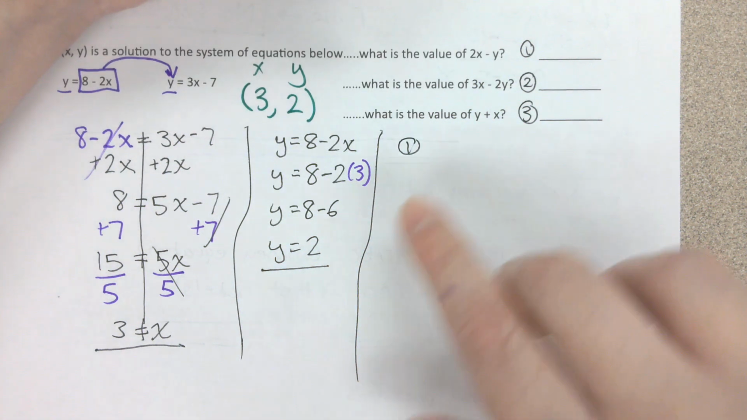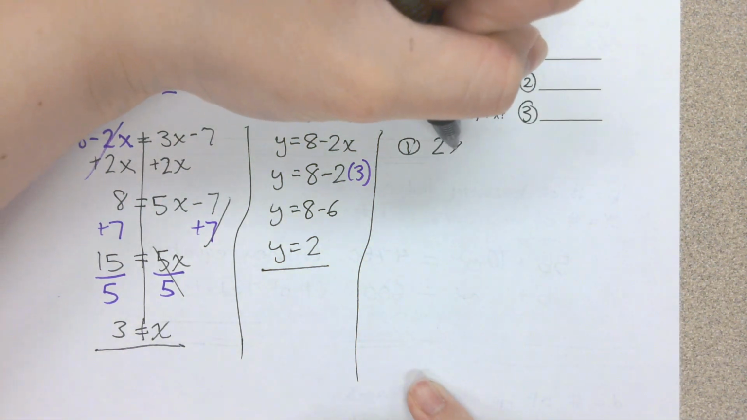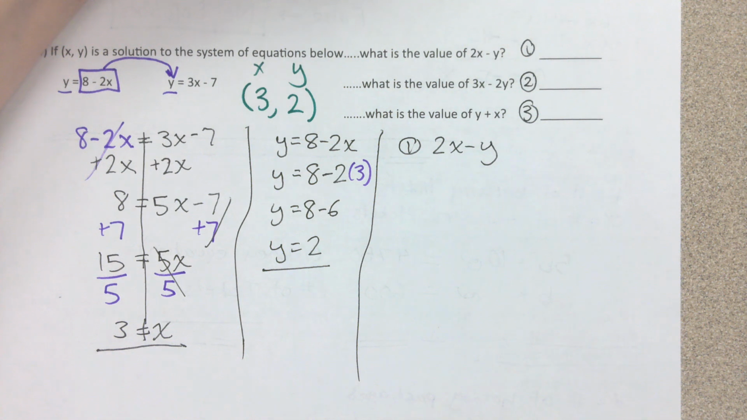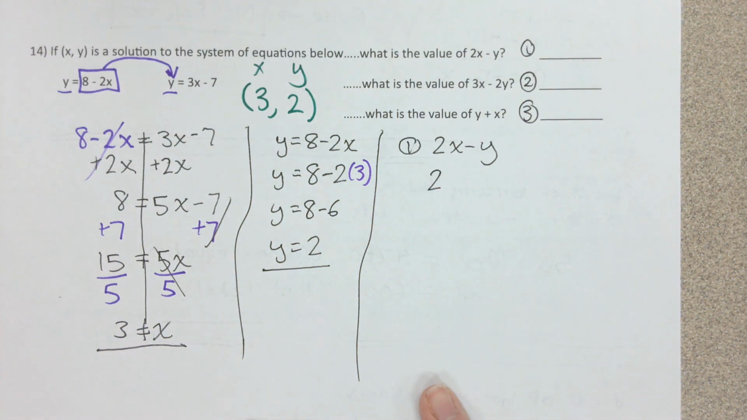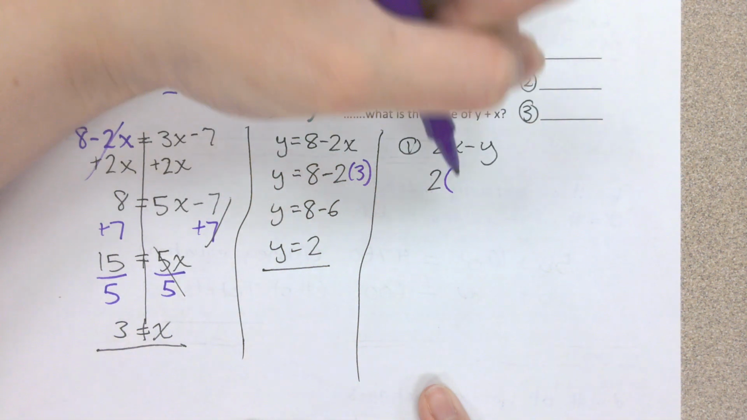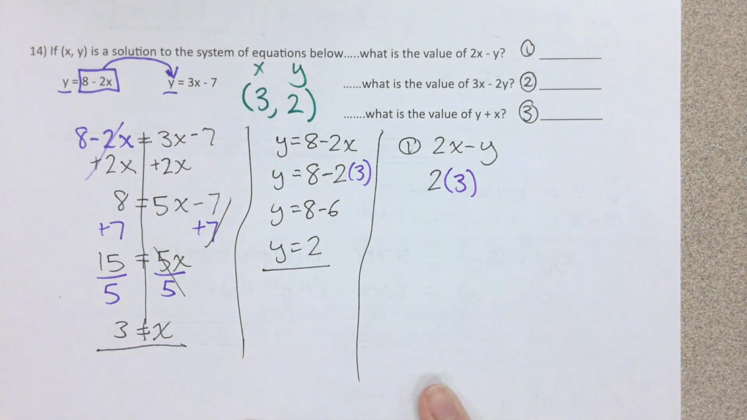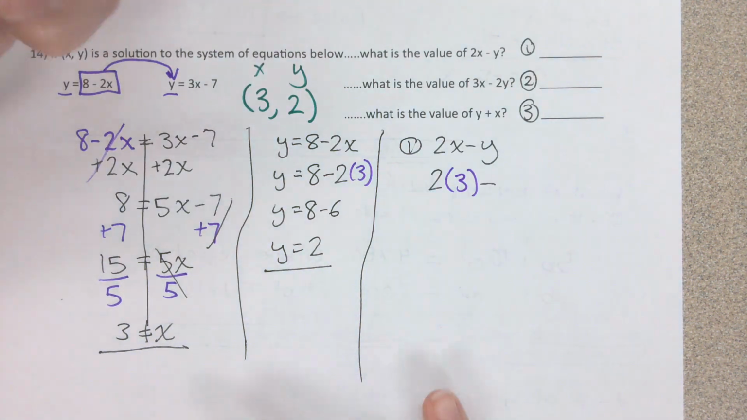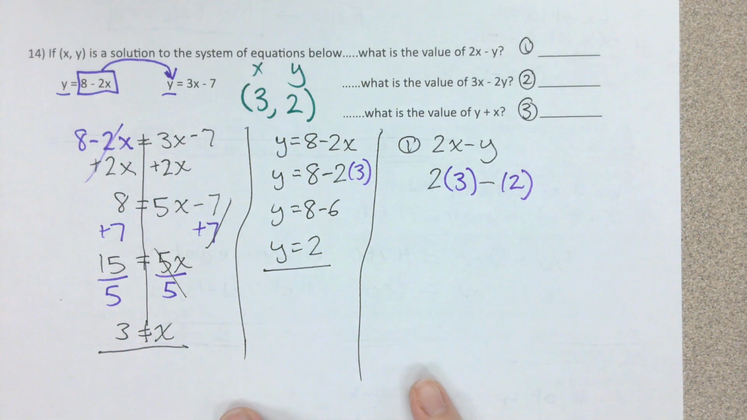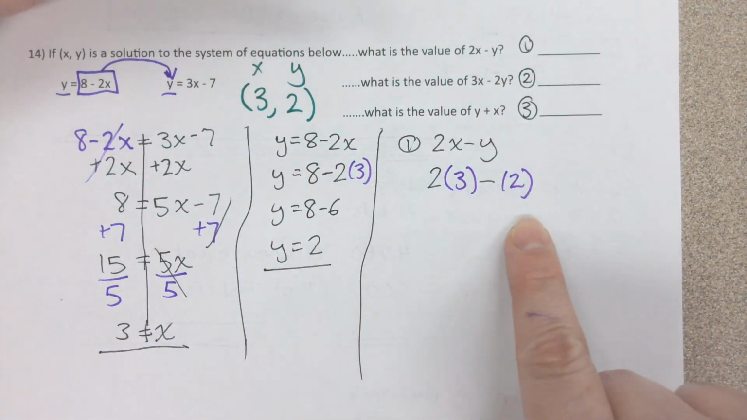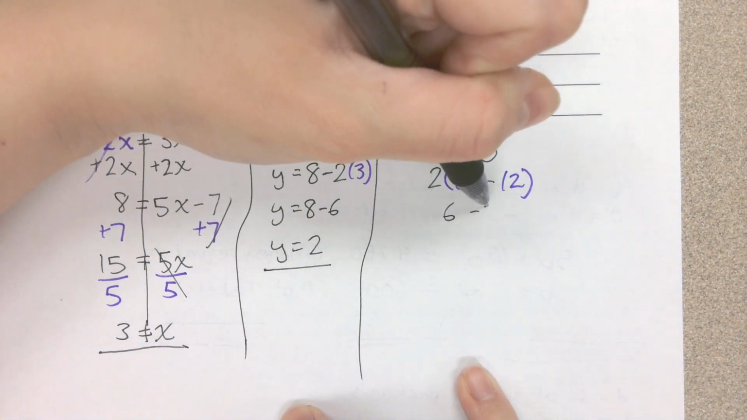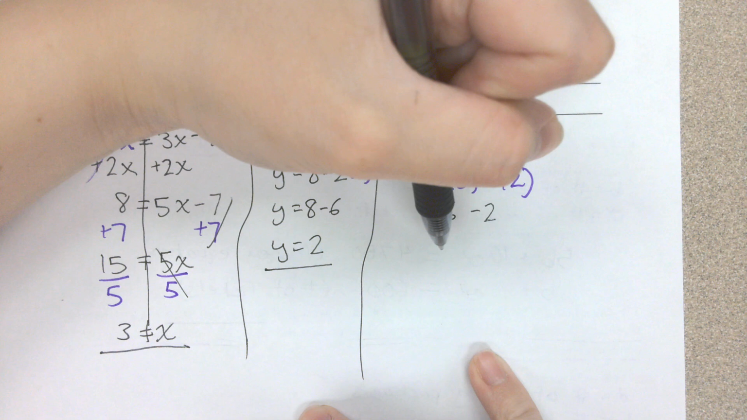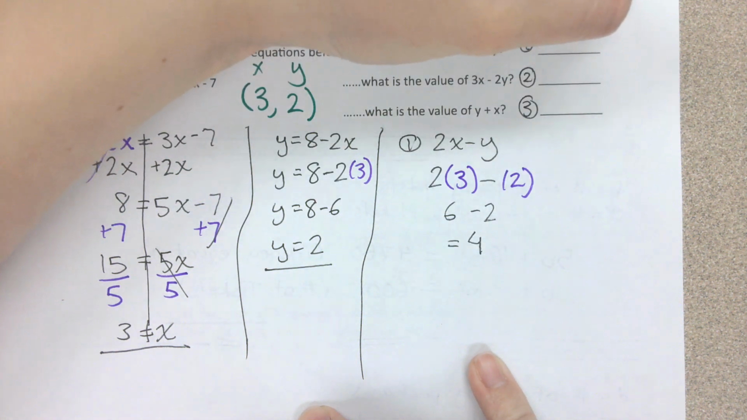So number 1, what is the value of 2x minus y? We know x and y, just plug them in and get a number. 2 times x is 3 minus y is 2. If you're not sure, you can type this into a calculator. Just follow your order of operations. First, you multiply. 2 times 3 is 6. And 6 minus 2 equals 4. So 4 is our first answer.